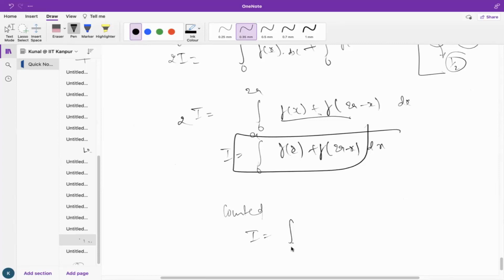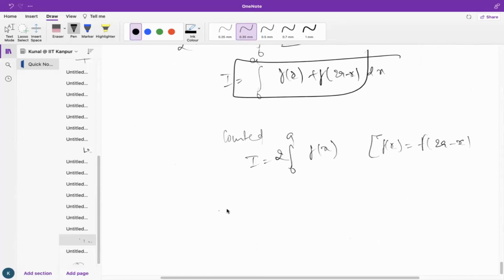And when both are the same, it will be counted as I is equal to the integral from 0 to a of 2 times f of x, when f of x is equal to f of 2a minus x. And when f of x is equal to minus f of 2a minus x, it will be I is equal to 0. So you can write directly I is equal to 0. What you have to do is first check whether f of 2a minus x is equal to minus f of x. Then our integration value is directly 0. Nothing to do, no calculation.